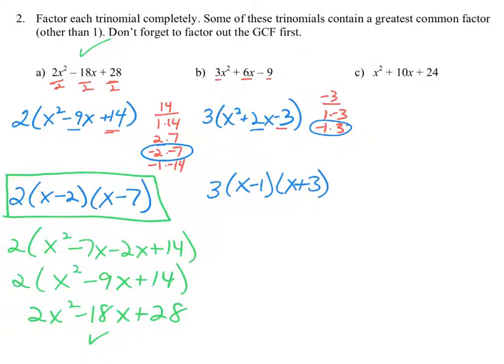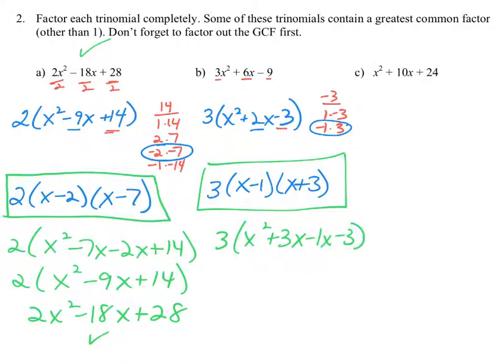You can check this by using FOIL and then multiplying the result of that FOIL by 3. So the first, when you're doing the FOIL with the two factors, x minus 1 and x plus 3, x times x is x squared, the outer is plus 3x, the inner is minus 1x, and the last is minus 3. By combining the middle terms, you get x squared plus 2x minus 3, and then by distributing the 3, you get 3x squared plus 6x minus 9, and that's what we started off with.